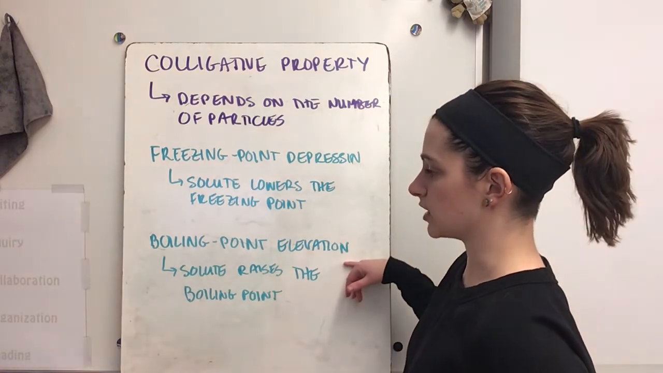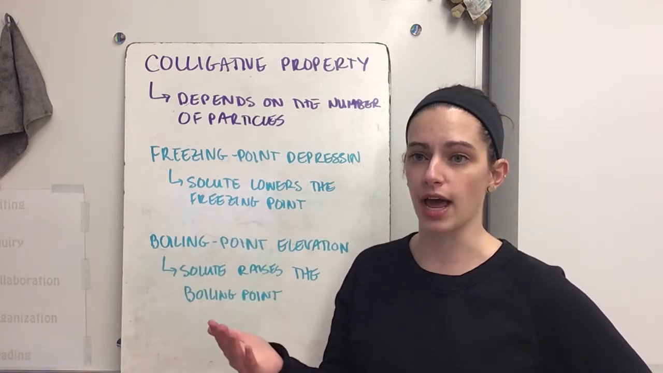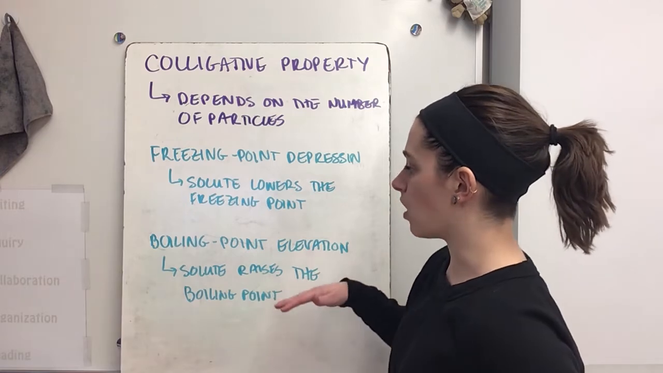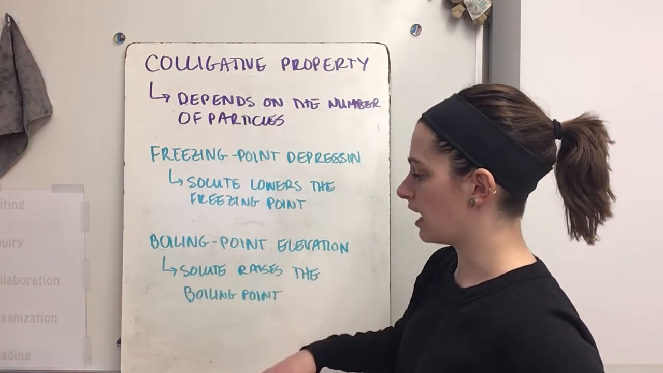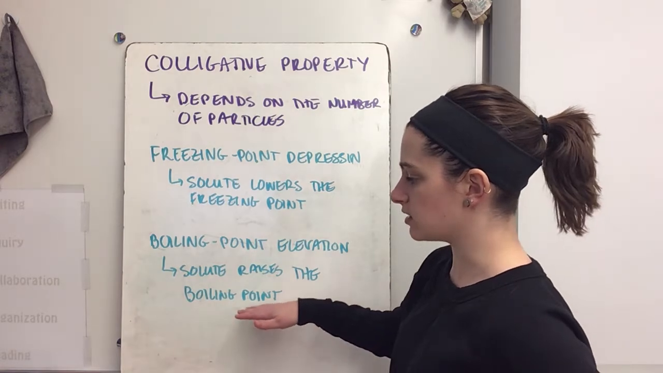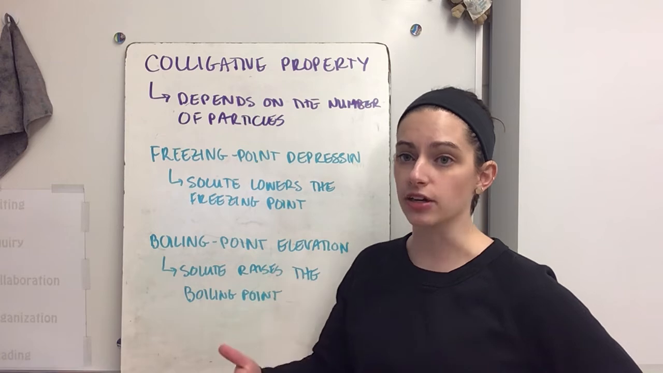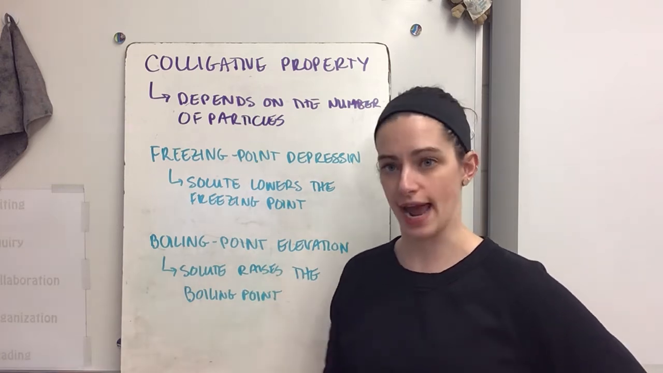Boiling point elevation is the opposite, it raises the boiling point. The boiling point is the temperature when a liquid turns into a gas. So boiling point elevation happens when you add a solute and it raises the boiling point, which means that it has to be hotter, at a higher temperature, in order for the liquid to turn from a liquid into a gas.